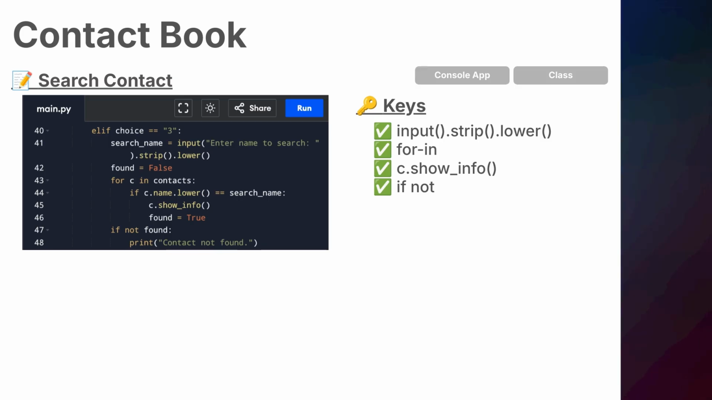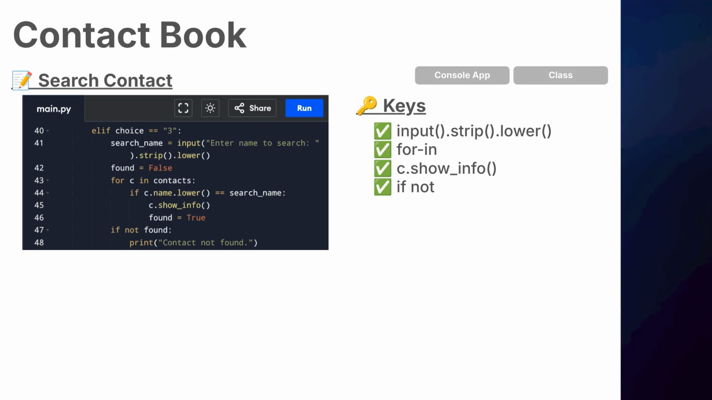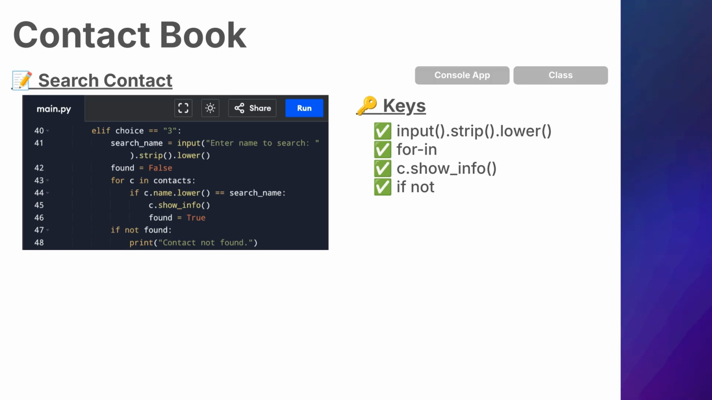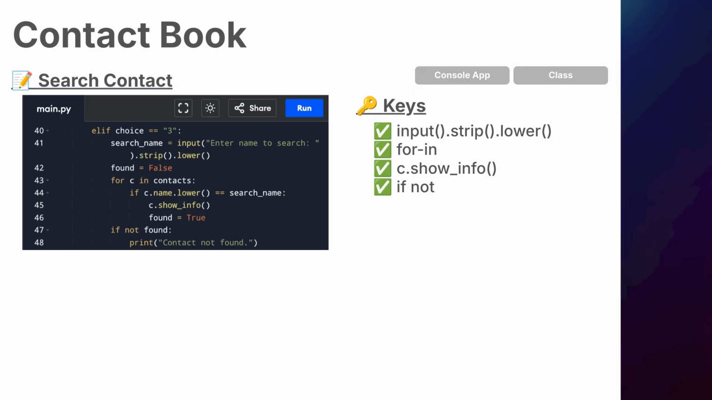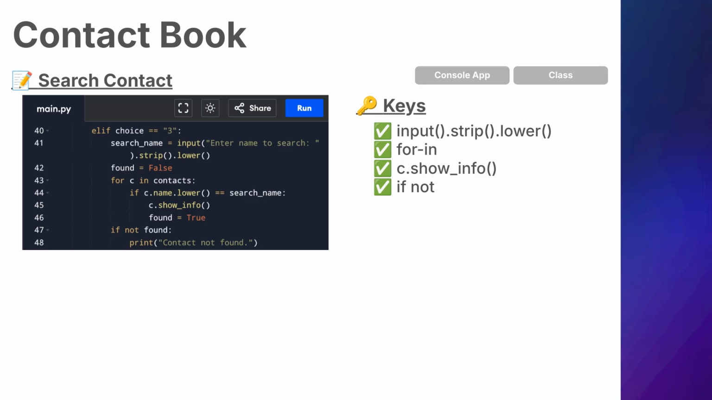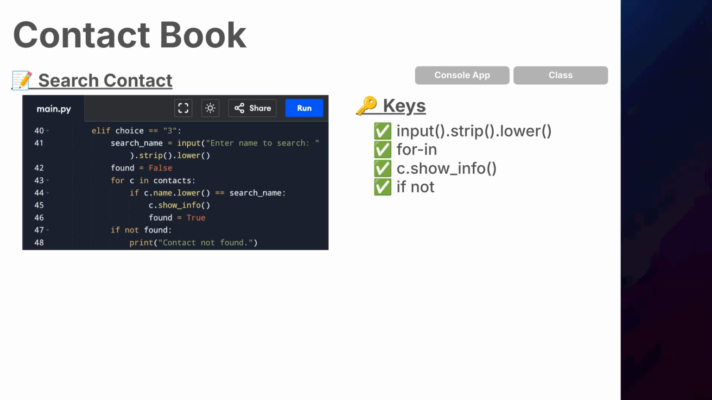After the loop finishes, we check if found is still False. If it is, that means no contact matched the search name, so we print a message telling the user, contact not found. This section combines user input, string cleaning, looping, a conditional check, and an instance method to perform a simple but very useful search. In the next step, we'll move on to deleting a contact, which builds on the same ideas but removes an item instead of displaying it.